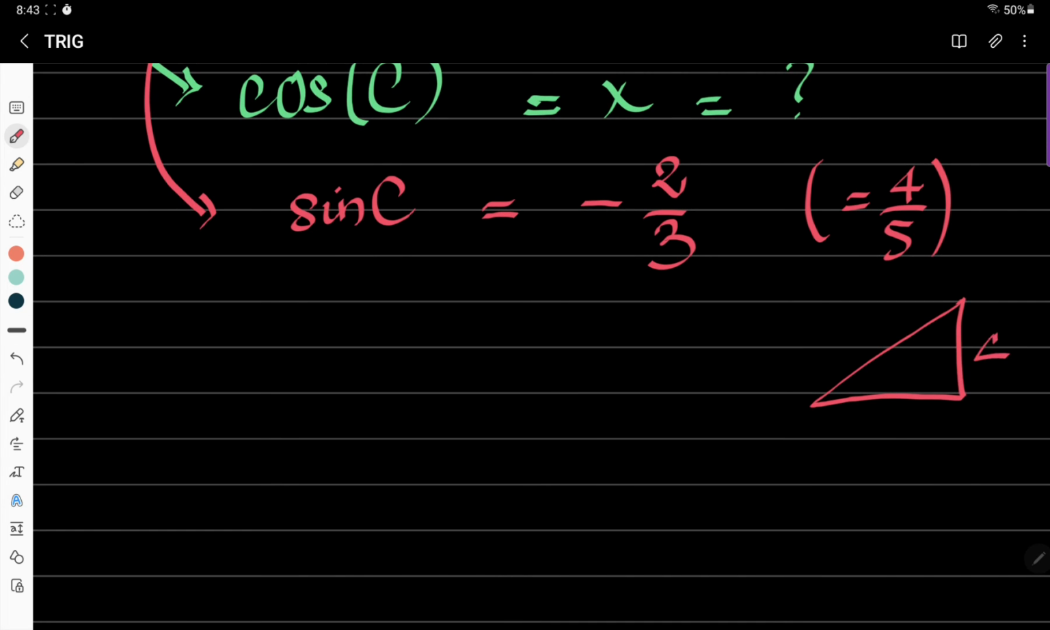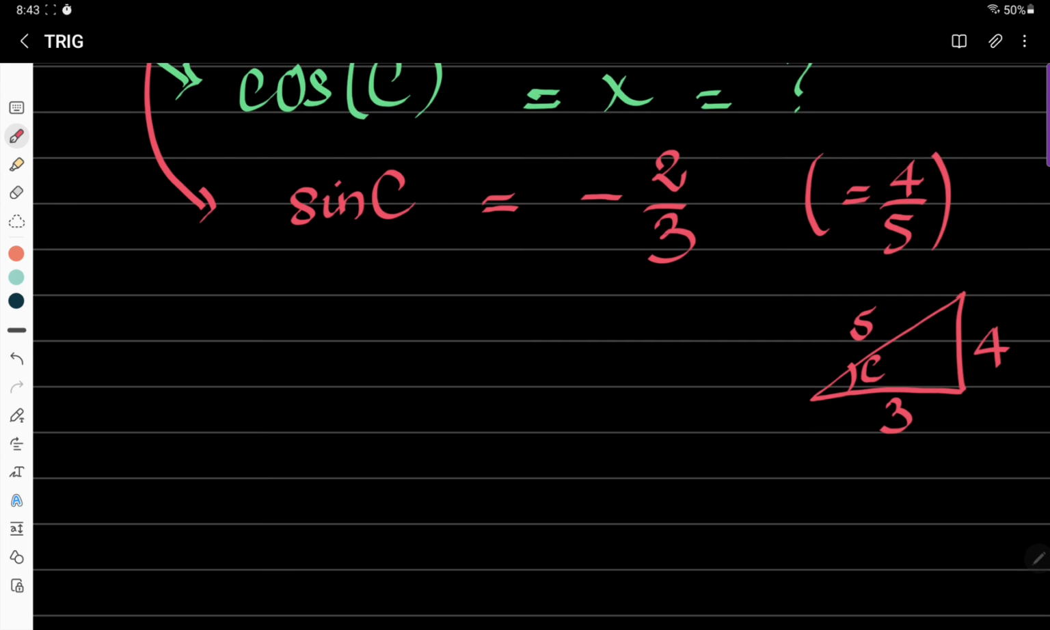We write out the square root. Don't forget the square root. And this one here will be 3, under the square root. This one here will be angle C, right? But in this case, it's negative, so we can't do that. So we're going to use this.